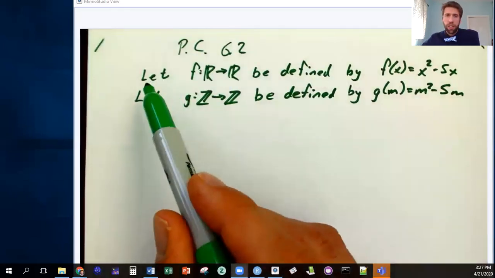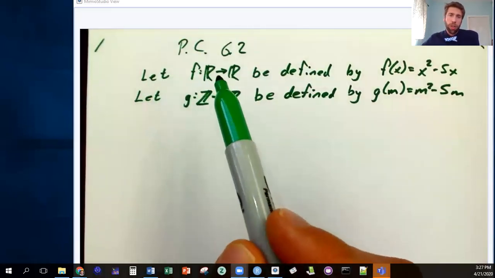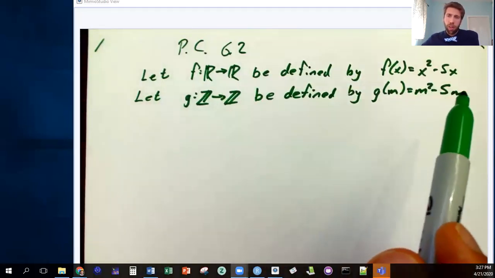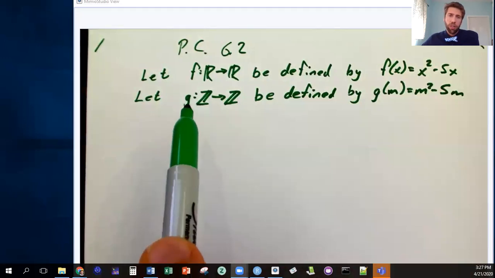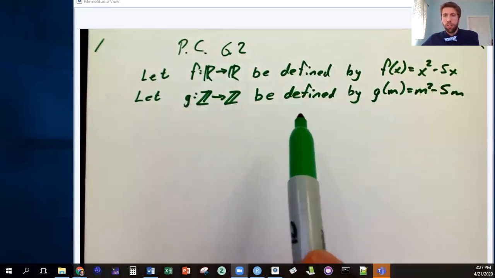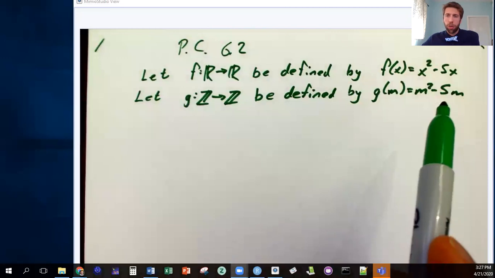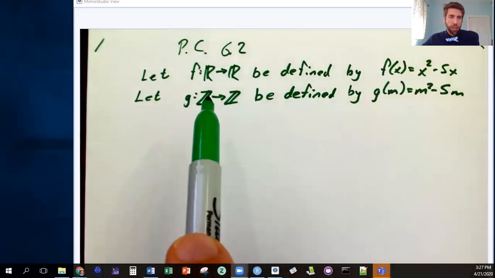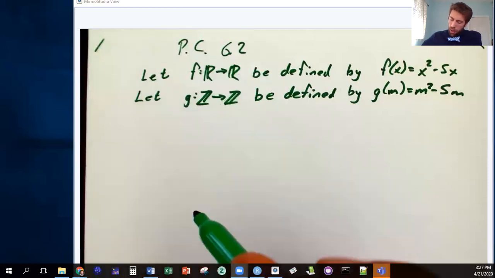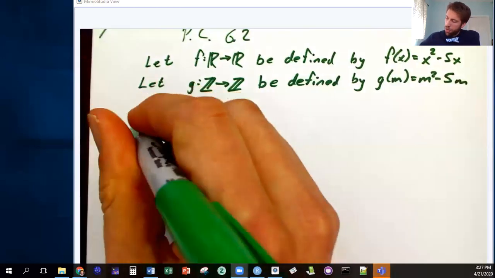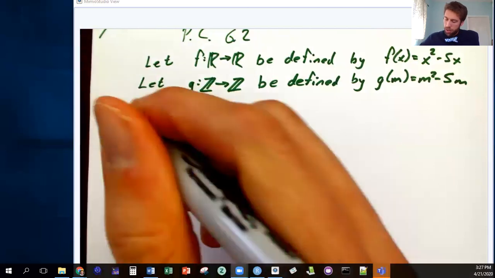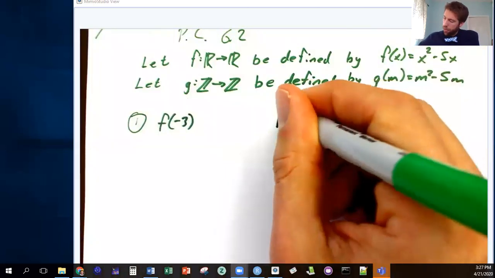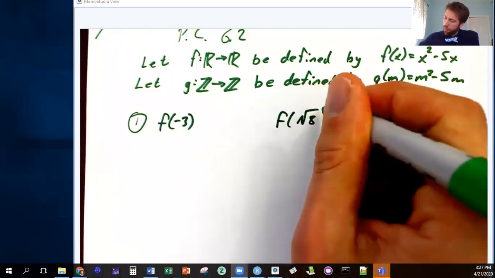So we say let f from the real numbers to real numbers be defined by f of x equals x squared minus 5x, and let g from the integers to the integers be defined by g of m equals m squared minus 5m. So notice basically the same function, but with different domains and codomains. Okay, so for number one, determine f of negative 3 and f of square root of 8.